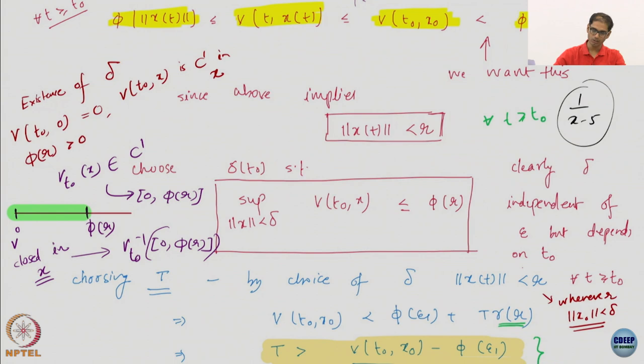Just by basic continuity, the existence of such a delta is guaranteed. So that you can say that for all values of state within the delta ball, I am guaranteed to be within phi r. Okay? Alright.